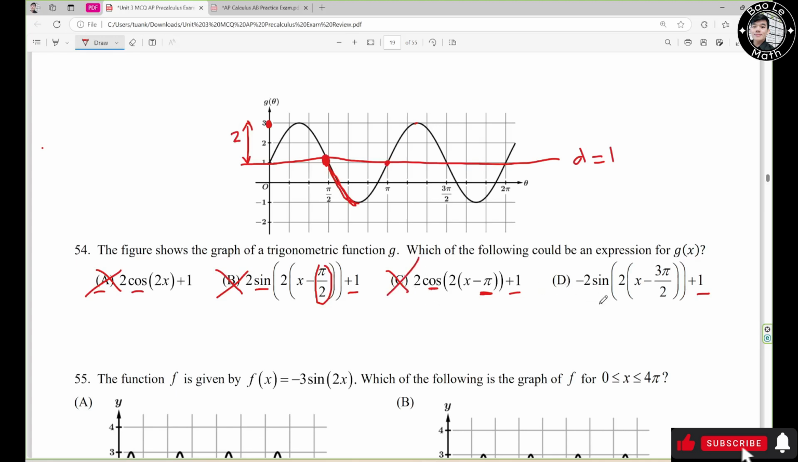Now the last one, D. There's a phase shift 3 pi over 2, right? So you need to start from 3 pi over 2, and this is the sine function, so you need to start from the midline, right? So at 3 pi over 2, you need to go down first, right? If you go down, you must have the negative sign in front of the amplitude, which is right here, right? So the answer must be D.